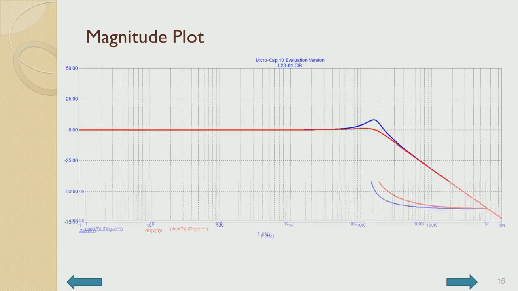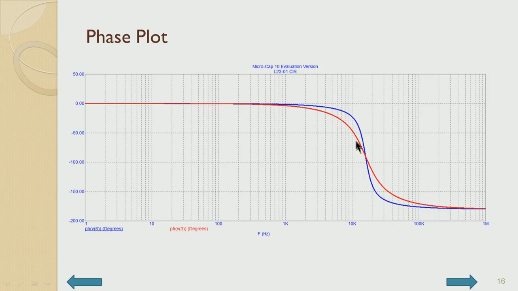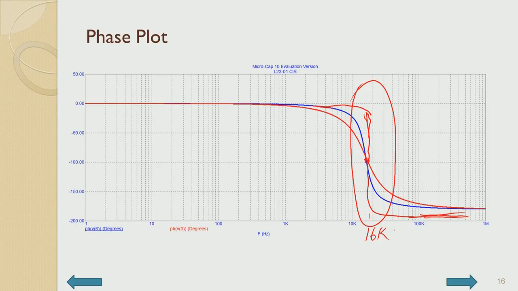Now what happens to the phase characteristic? This also we had noted. Higher Q, the phase changes more rapidly, and still higher Q is going to make it change very rapidly. So this is the fact that for higher Qs, the phase change is going to be concentrated all around the resonant frequency, which is about 16 kilohertz for this that we have chosen.